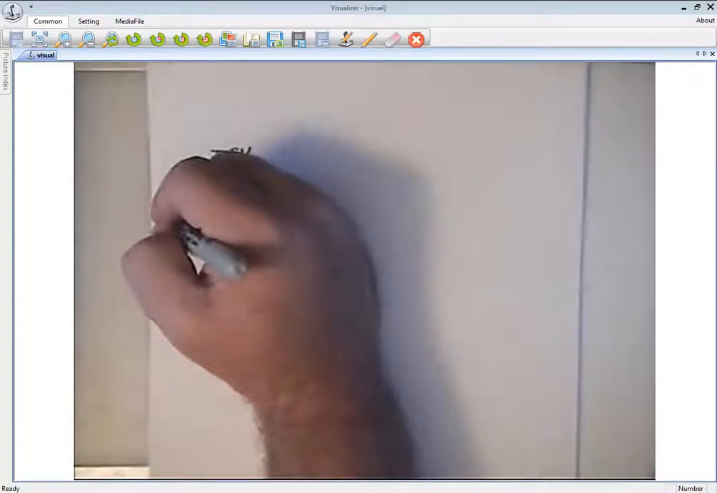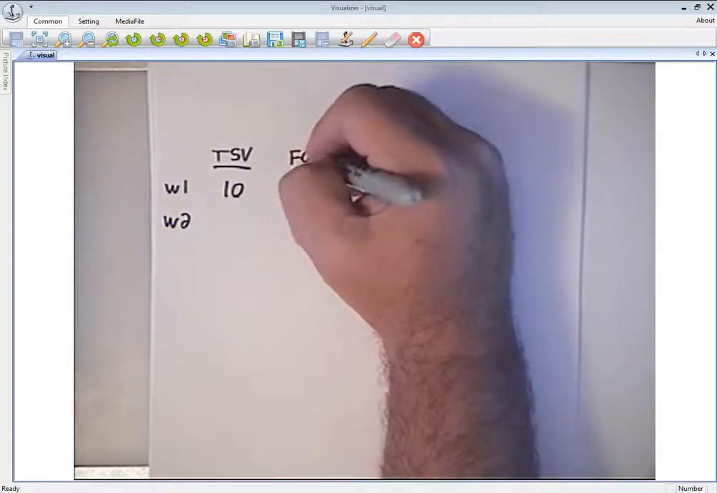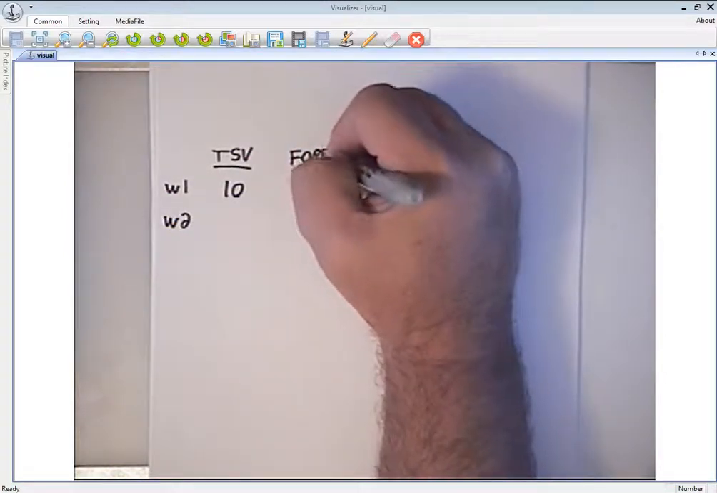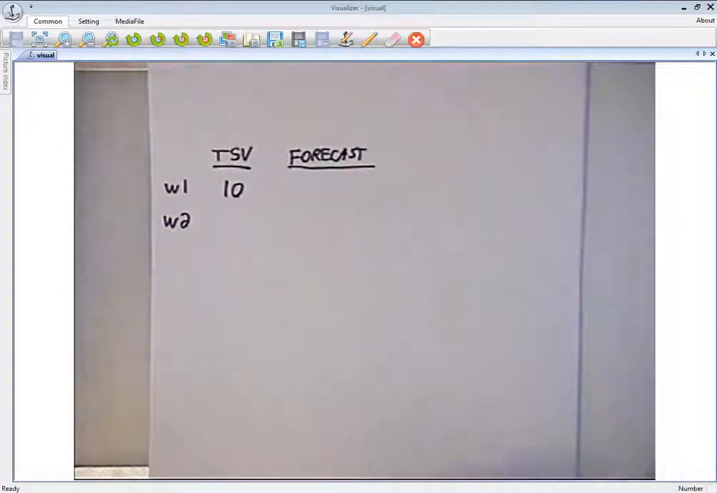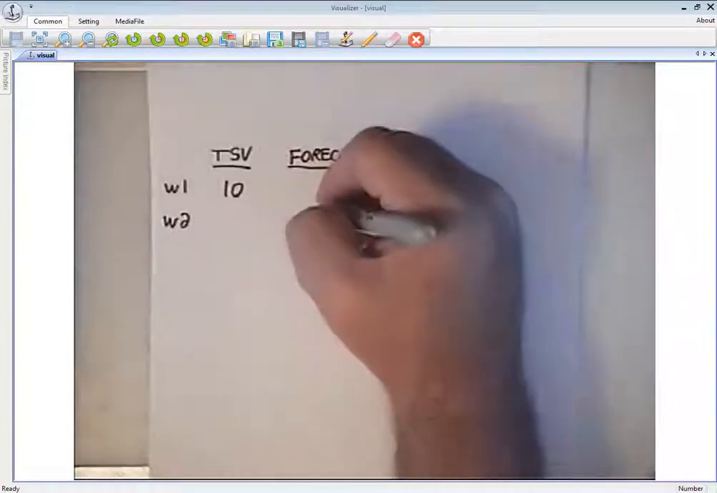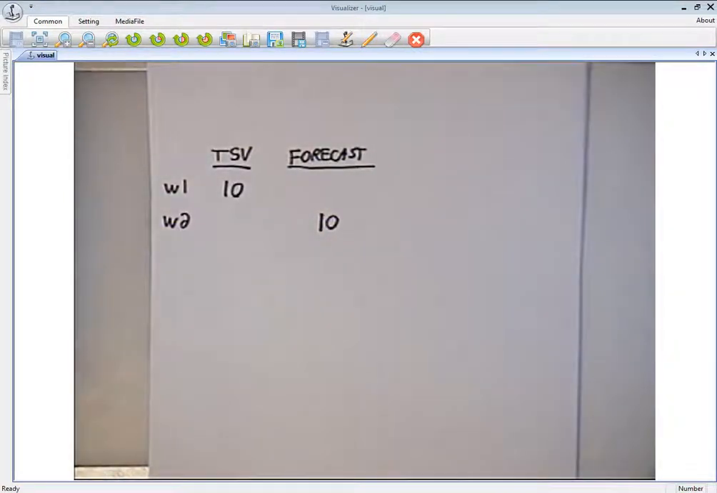and then for our second week we'll have a forecast, and we're going to use that 10 as a forecast for the second week, like that. This is where your business is fairly stable, where 1 week is actually a pretty good predictor of what's going to happen the following week.